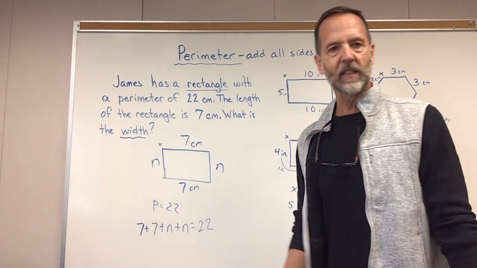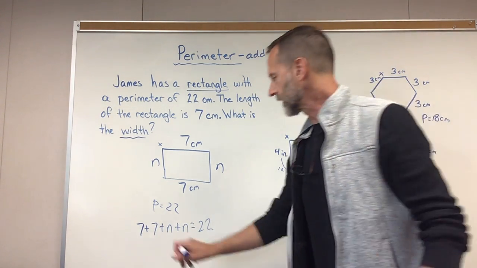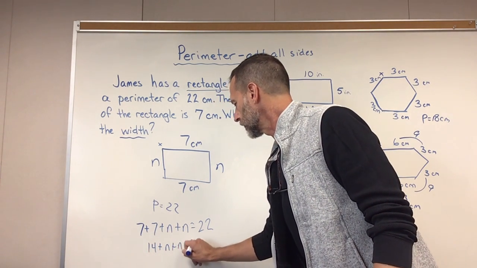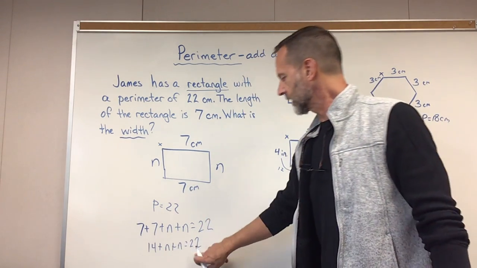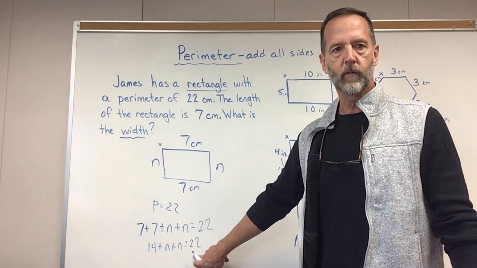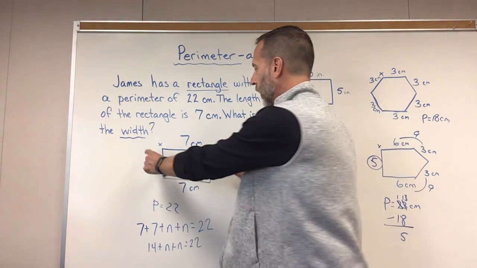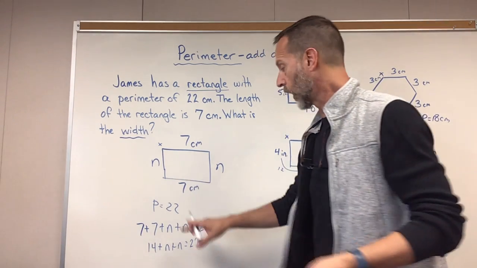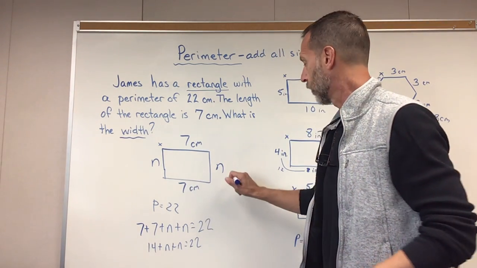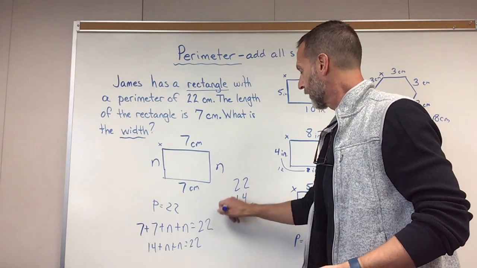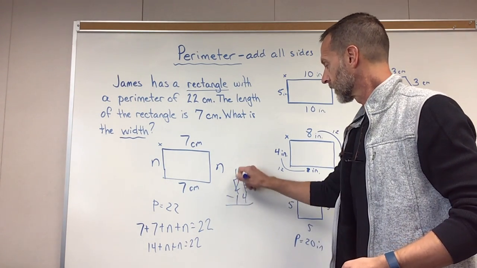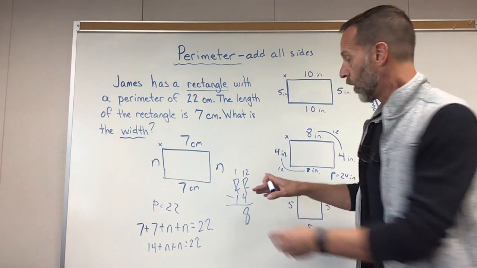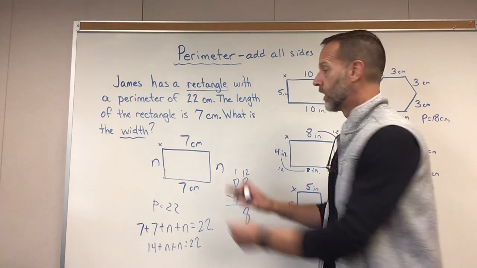Well, what's 7 plus 7? 7 plus 7 is 14. So now 14 plus N equals 22. If I take the 14 away from this 22, I'll know what these two sides are together. Does it make sense? Because 22 is the total. If I take away what I already have, 22 minus the 14, 12 minus 4 is 8. Is this side 8? No, the two of them together, the N and the N, are 8.